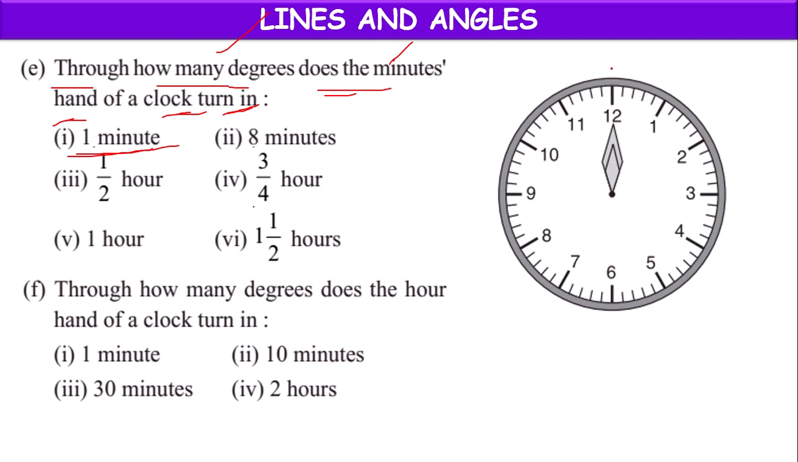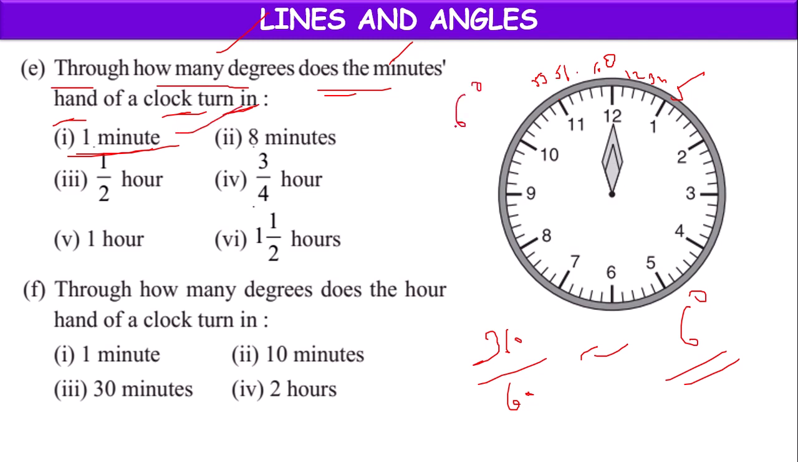In 1 minute, because this is 12, this is 0, this is 1 minute, 2 minute, 3 minute, 4 minute, 5 minutes. Like that, this will be 55 minutes, 56, 57, 60 minutes. Overall, it will be divided into 60 equal parts. Each will be equal to 1 minute. So 360 degrees by 60 equal parts. Each part will be equal to 6 degrees. So in 1 minute, it will turn an angle of 6 degrees.